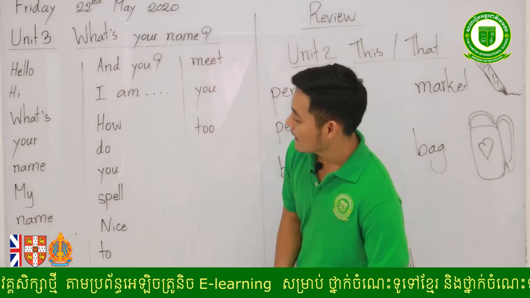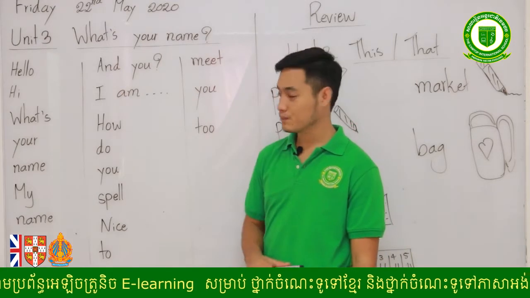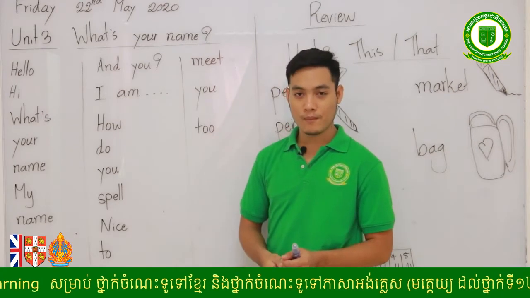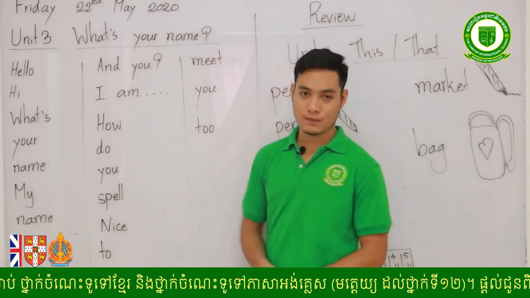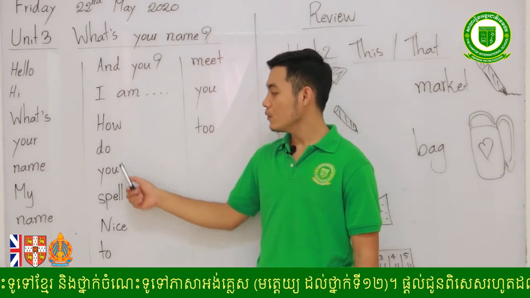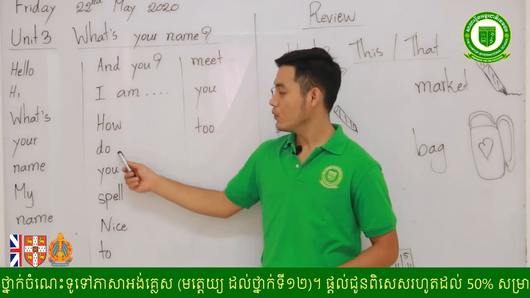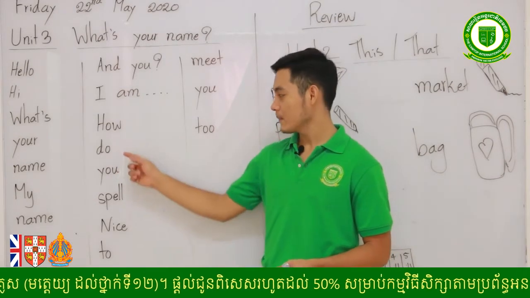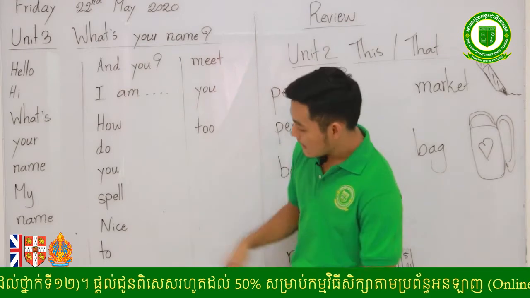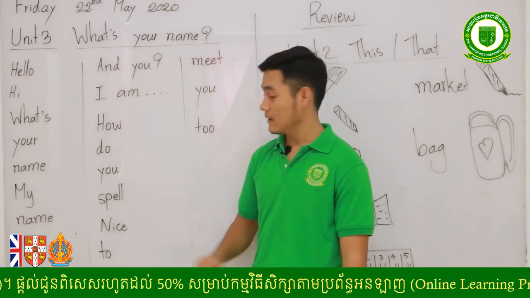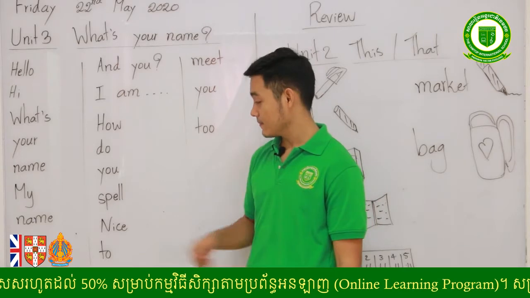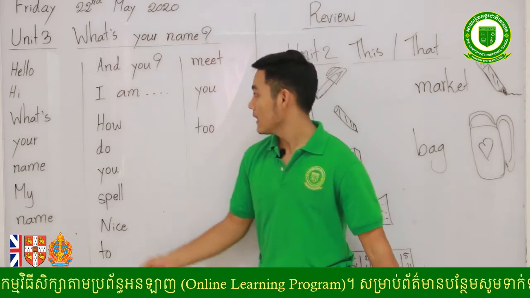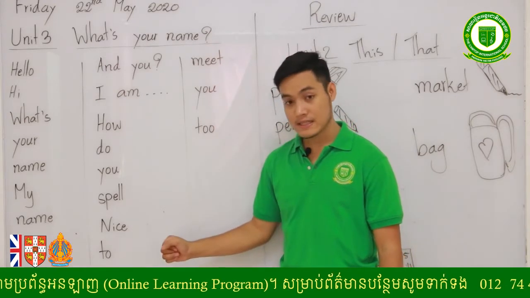Okay. And next one, how. So everyone repeat for two times, how. One more time, how. Good. Do you. Again, do you. Okay, one time. Do you. Okay, this one is spell. Spell. Together. Spell. Okay.